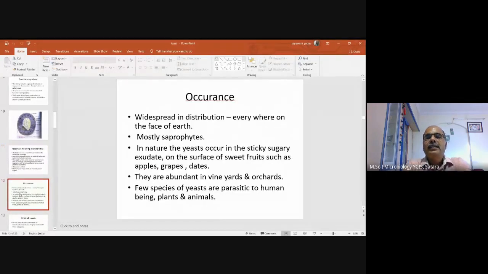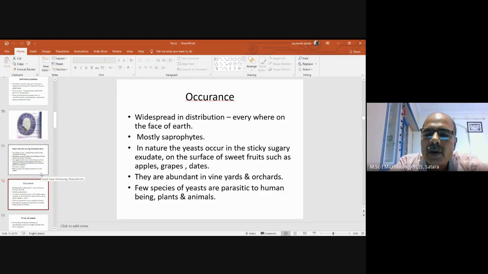As far as their habitat or occurrence is concerned, they are present everywhere on the face of the earth. They are widely spread in distribution. They are saprophytes. They can grow on dead decaying organic matter.